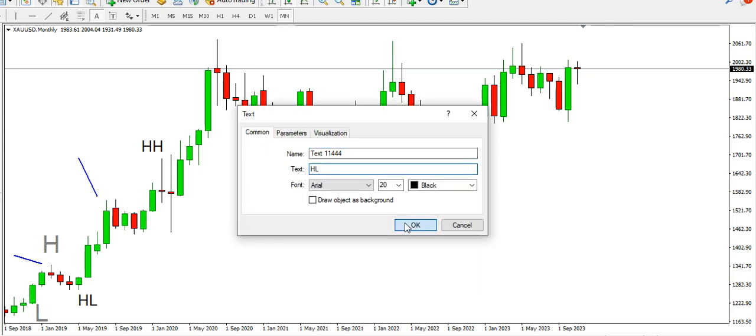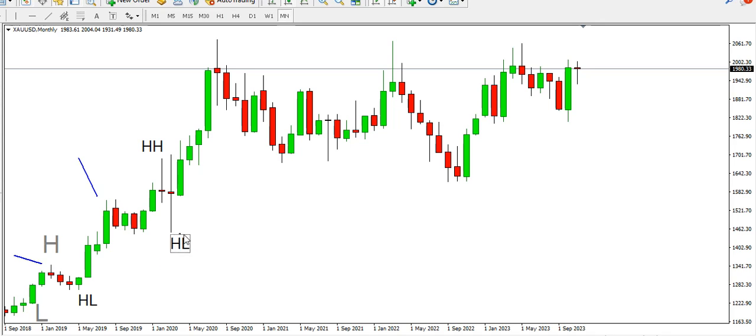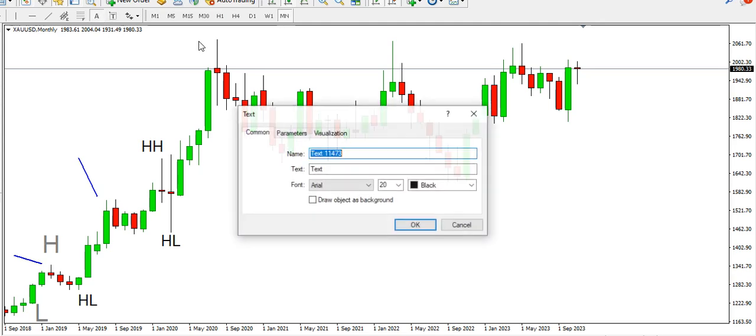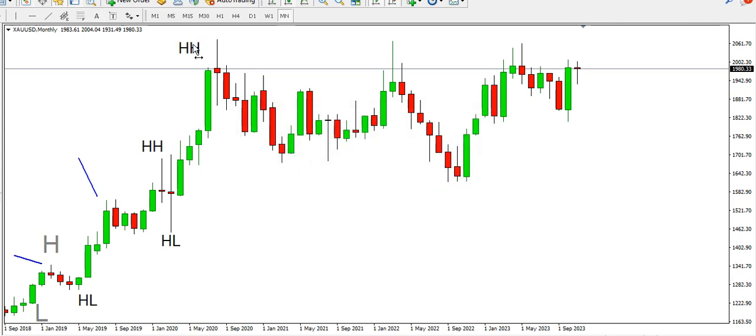We are still on the monthly time frame and we are marking up the structure, how market moves. So we have the low, high, higher low, higher high, higher low. Of course, can we have high high? Yes, we can. We have two successive, minimum of two successive bullish candles. Okay, so the highest point will be our higher high. This highest point will be our higher high on the monthly time frame.